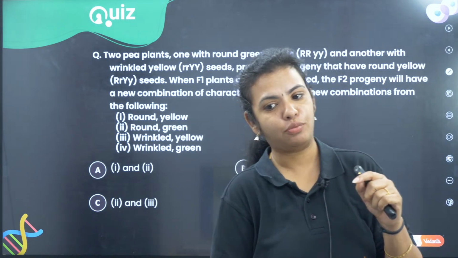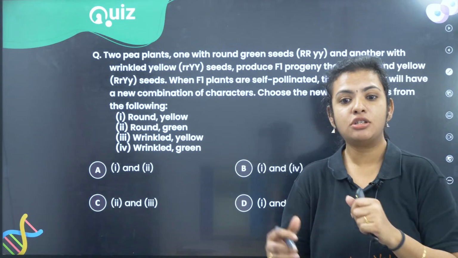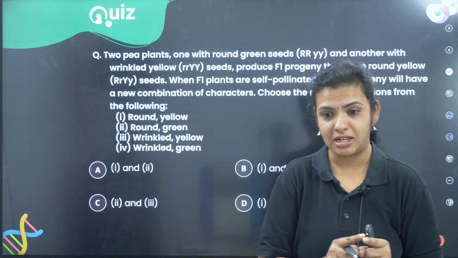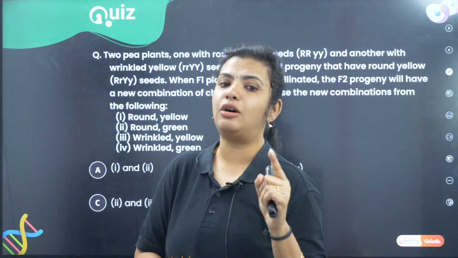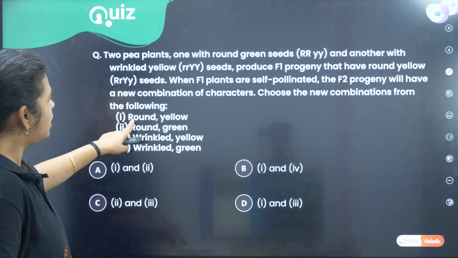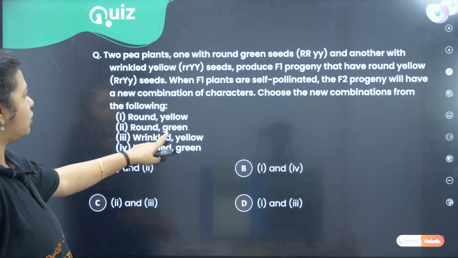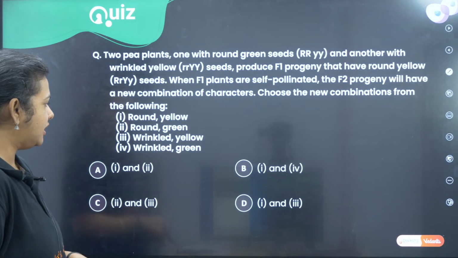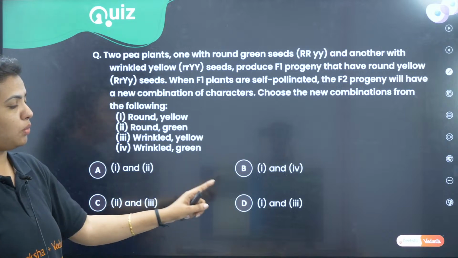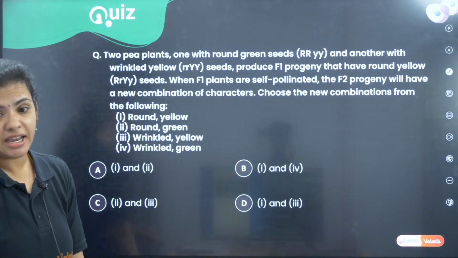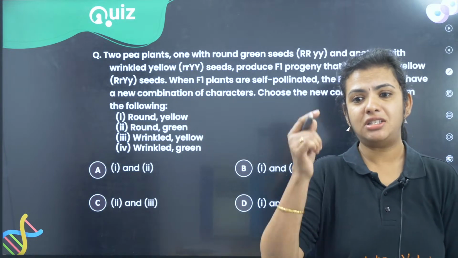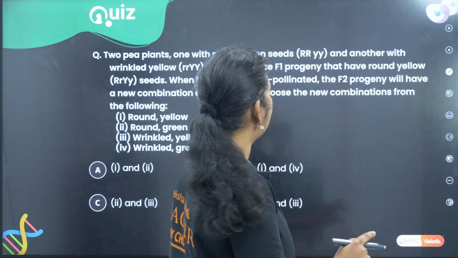Yes, very good, Purvika. Here, I don't want you to just look at the question and answer. I want you to work it out, try it out, because we don't know what the answer could be. So, do we get round yellow, round green, wrinkled yellow, or wrinkled green? The options are 1 and 2, 1 and 4, 2 and 3, 1 and 3. Kindly work it out in your notebook, children. Just don't come to conclusions by looking at the question.